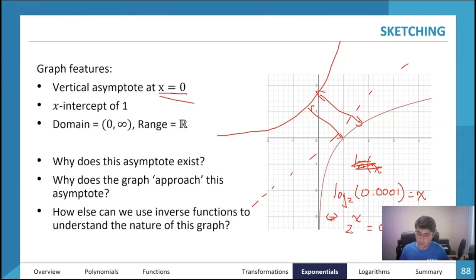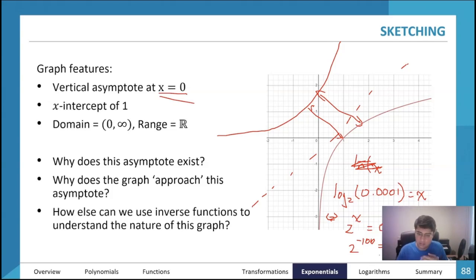And the only way we can have 2 to the x be a very small number is if this x itself is a very, very low number, very far into the negatives. So imagine we had 2 to the negative 100. This would be equal to 1 over 2 to the 100. And again, 1 divided by a very big number is going to be equal to a very small number.